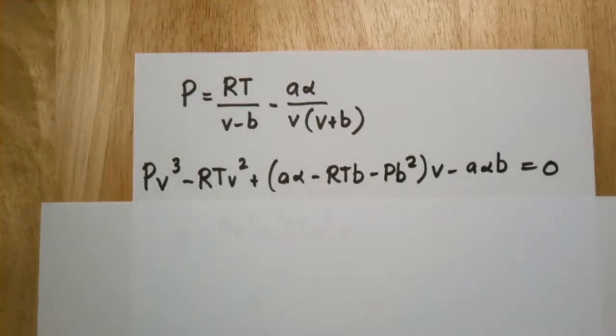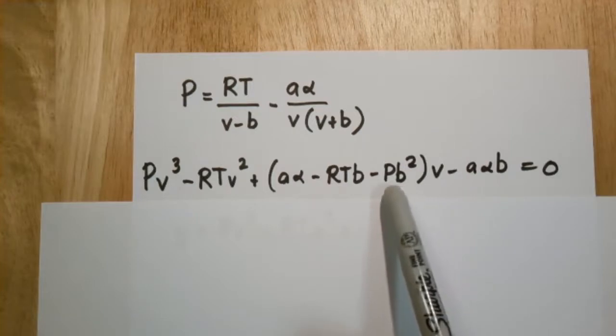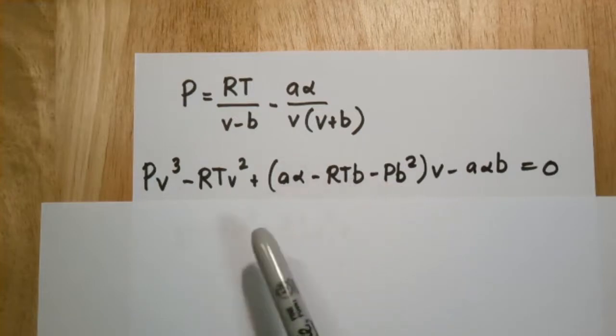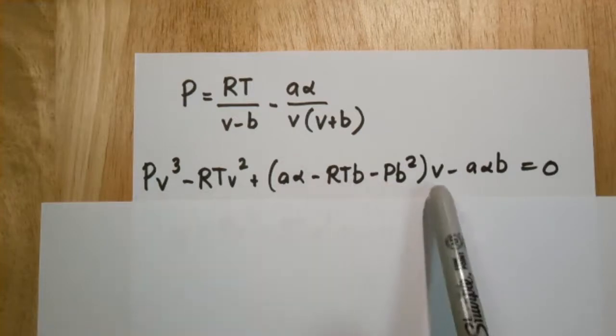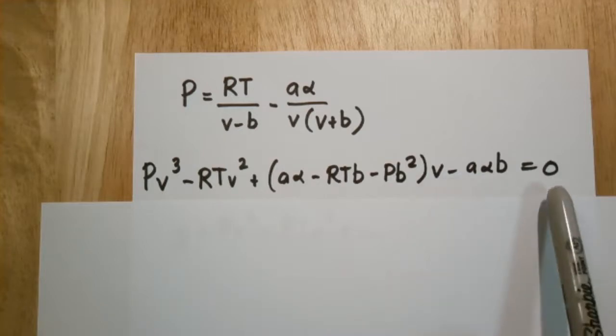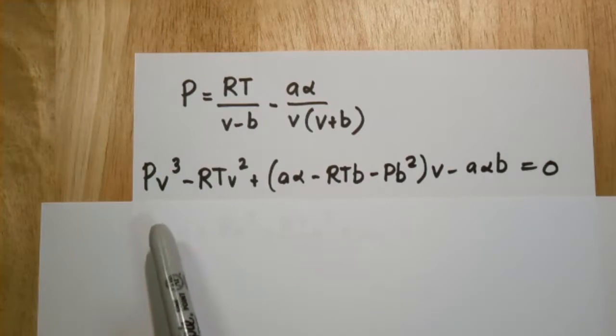For a given temperature and pressure, we can solve for the molar volume V, which are the roots of this equation. So here you can see that this equation is cubic with respect to V. That's why, if you remember, RKS is one of the several cubic equations of state.